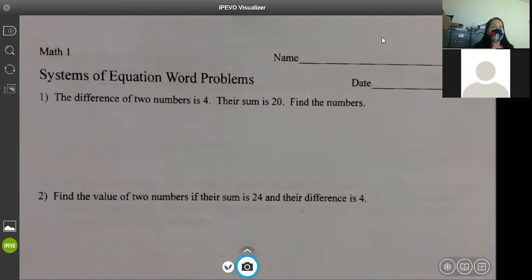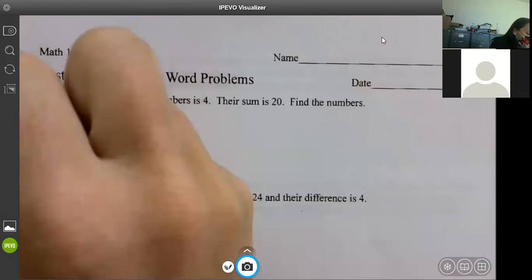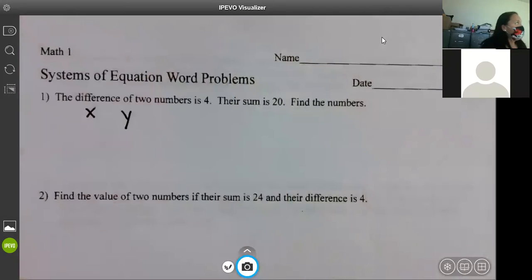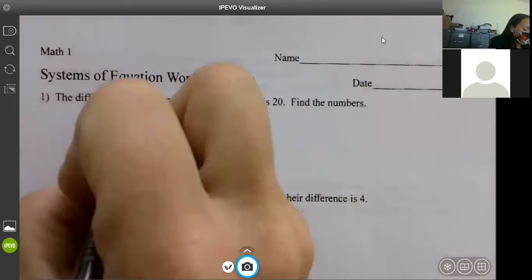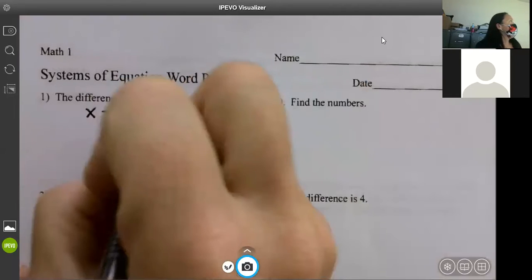On the first one, it says the difference of two numbers is 4 and their sum is 20. That tells you the two equations. It's really short and sweet. There are two different numbers. Those numbers are x and y. What does difference mean? Subtract. So the difference of two numbers is 4, x minus y equals 4. So that's your first one.